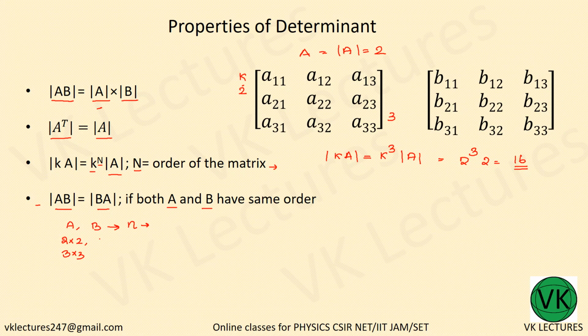Both the rows should be equal to column, right? When we have to multiply two matrices, the number of rows should be equal to number of columns. Number of rows for the matrix A should be equal to number of columns for the matrix B. But determinant of AB is equal to determinant of BA, this is possible only if A and B have the same order.